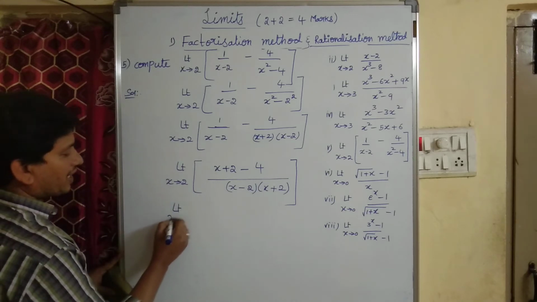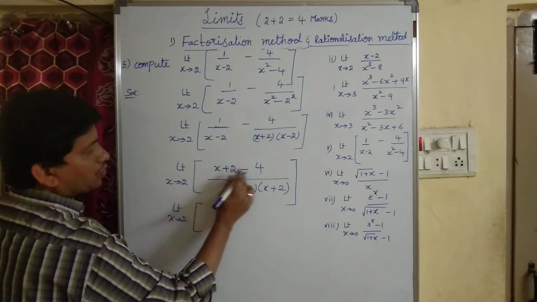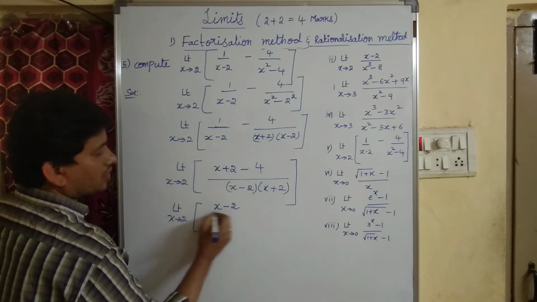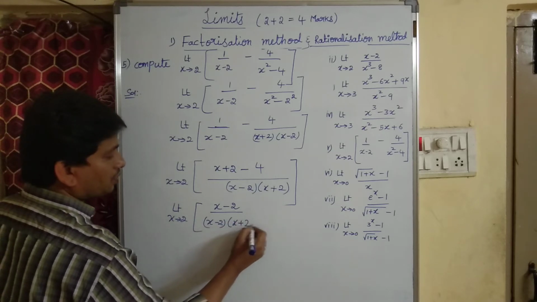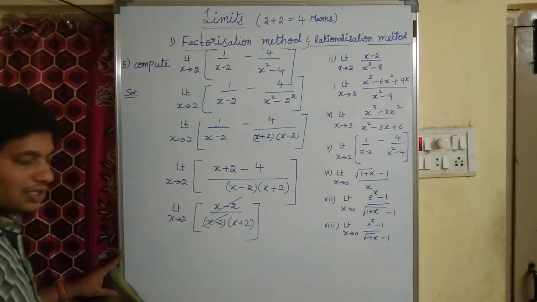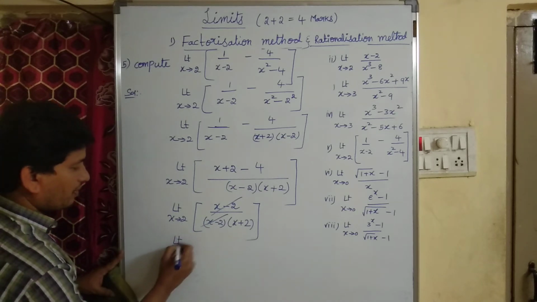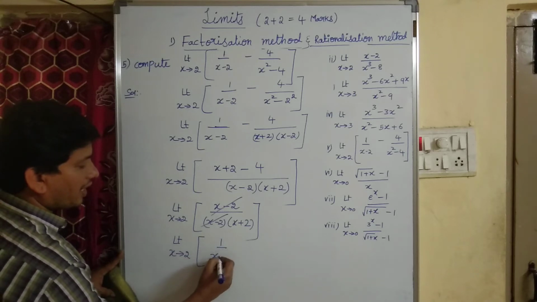Now limit x tends to 2, x plus 2 minus 4, which is equal to minus 2 divided by x minus 2 into x plus 2, right? x minus 2 gets cancelled. So limit x tends to 2, 1 by x plus 2.